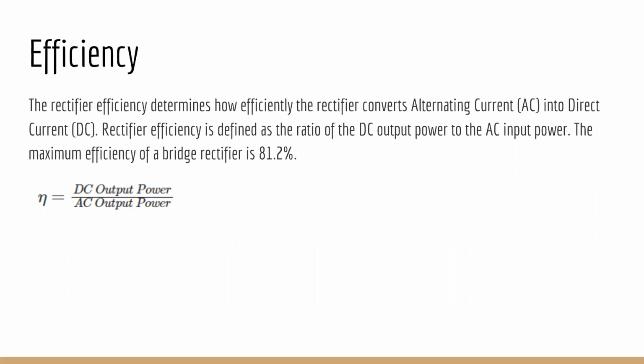The third one is efficiency. The rectifier efficiency is defined as the ratio of DC output power to the AC input power. The maximum efficiency of bridge rectifier is 81.2%. This is how rectifier efficiency determines how efficiently the rectifier converts AC into DC. Now the next slide will be explained by Tanushree.